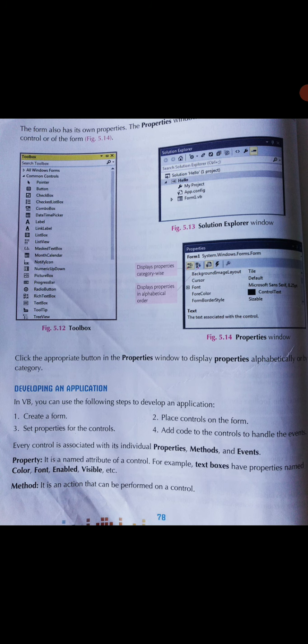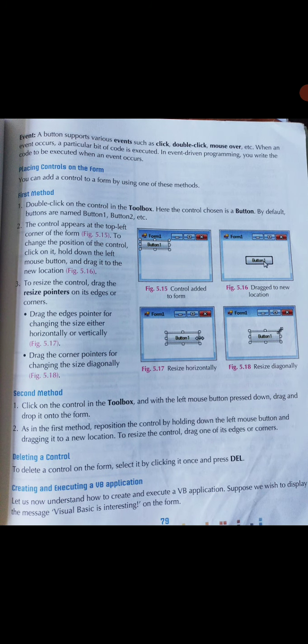So today we proceed to another topic of the same chapter. Turn to page number 79, where you will find placing controls on the form. Here you will learn how we can place controls on forms. There are two ways of adding controls on the forms: the first one is named the first method and the next one is named the second method.